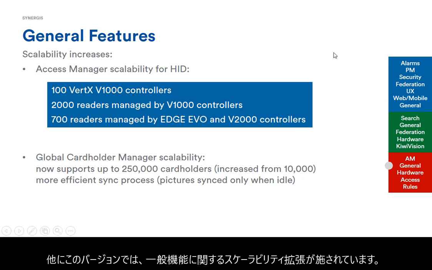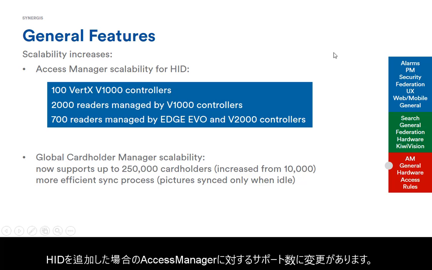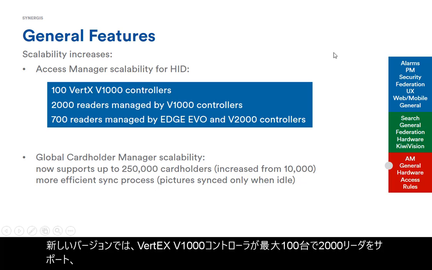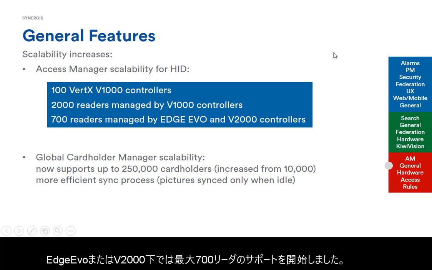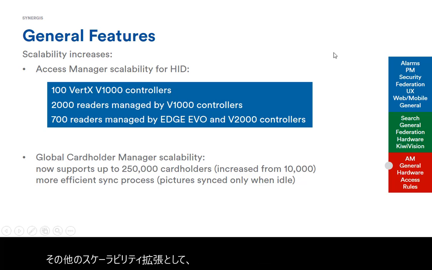A few scalability increases under the general features. So Access Manager scalability for HID. We can now support 100 Vertex V1000 controllers, 2,000 readers managed by V1000 controllers, or 700 readers managed by the Edge Evo and V2000 controllers.